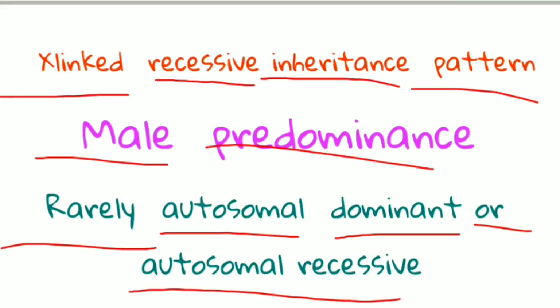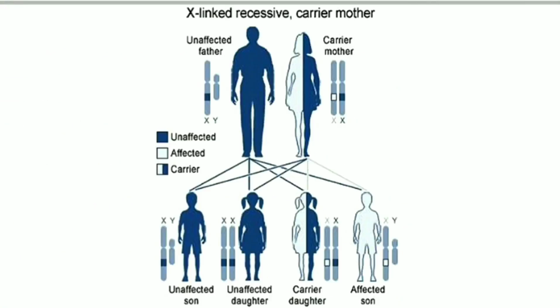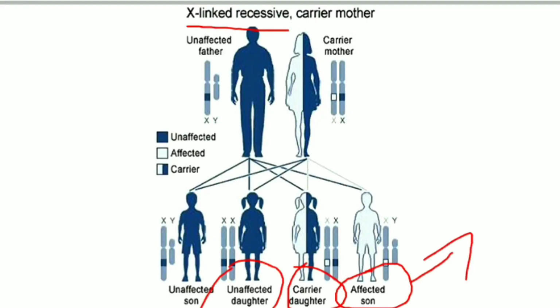So why is male predominance seen in ectodermal dysplasia? Because it is an X-linked recessive inheritance pattern. In this pattern of inheritance, the daughter will be either a carrier or unaffected, while the son will be affected. That's why male predominance is seen.